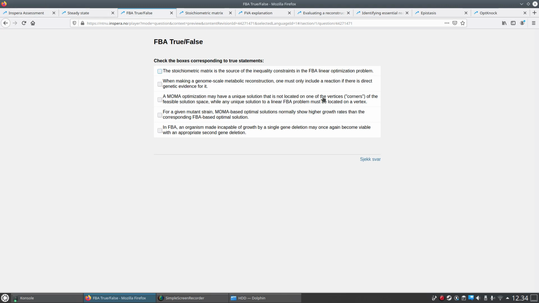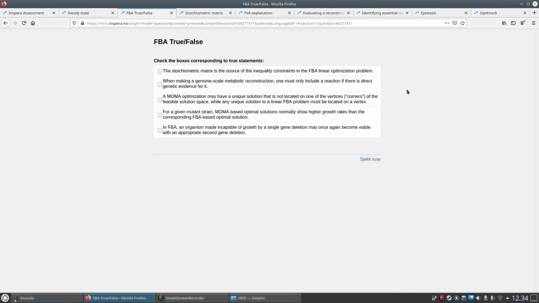Okay, other than that, let's start off with a simple true-false on these 5 statements. It's simply taking which of these statements are true. So let's go through them one by one. The first is: the stoichiometric matrix is the source of the inequality constraints in the FBA linear optimization problem.